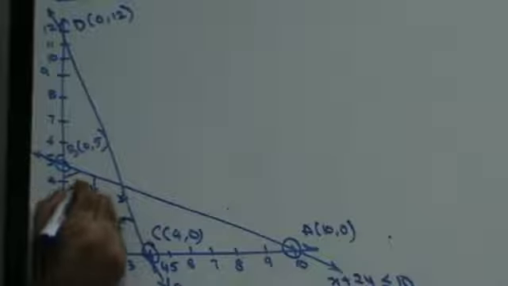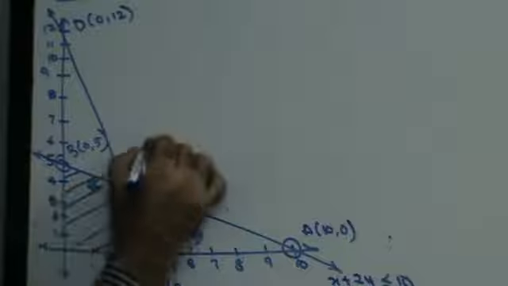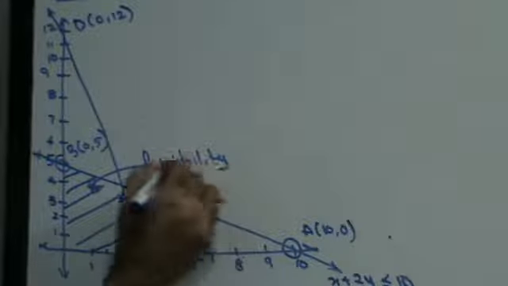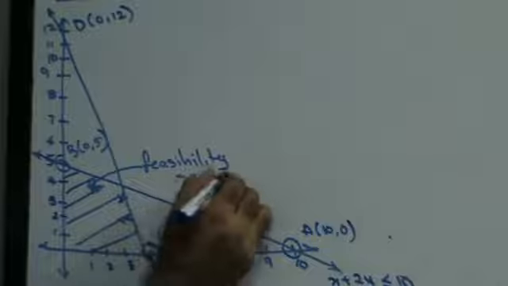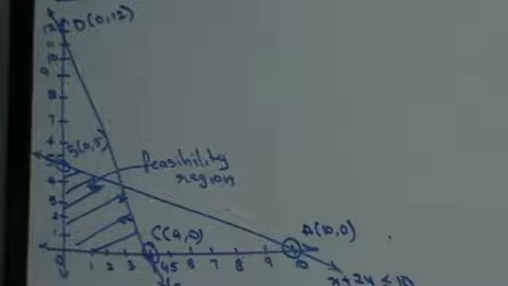Right? So, what is the common region? This is going to be your common region. This common region is called as feasibility region. Right? Once you get the feasibility region, then you find out your corner points.